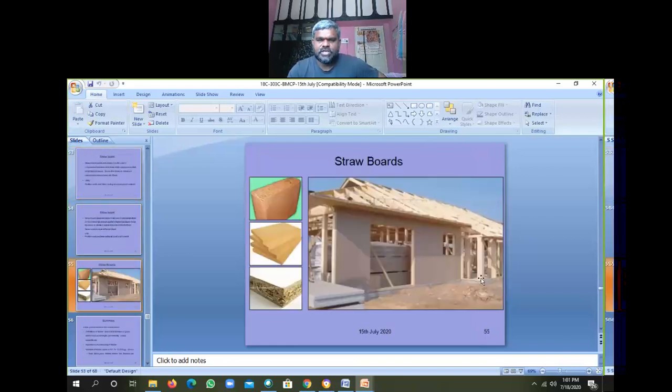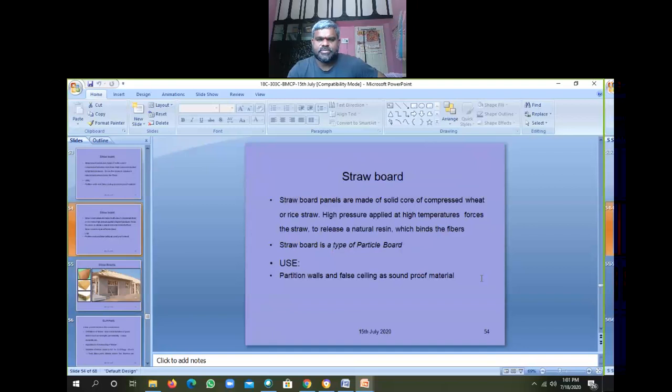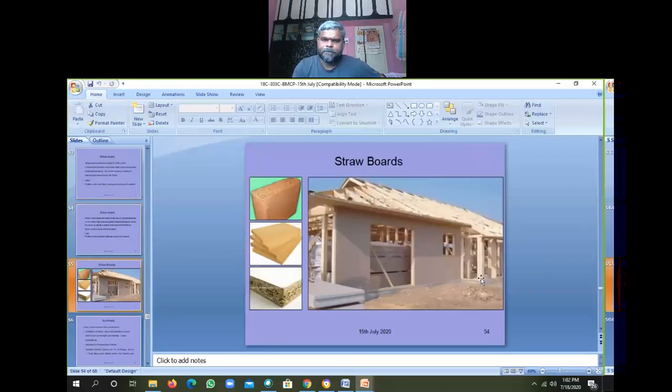And eco boards, starboards. Starboard panels are used with a solid core of compressed wheat or rice straw. Okay, then this is a solid starboard, right?